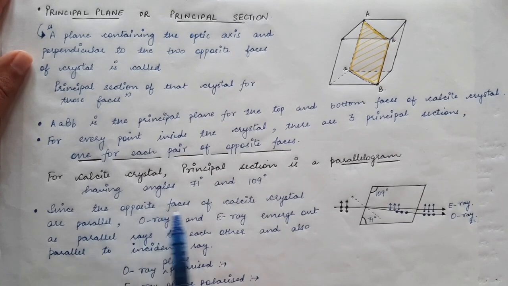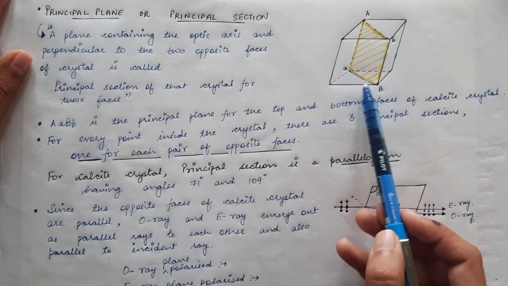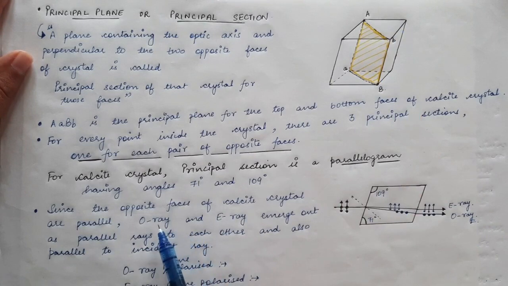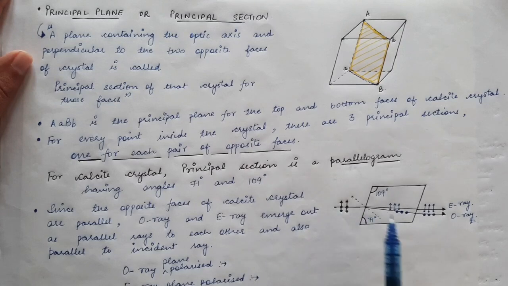Since the opposite faces of the calcite crystal are parallel to each other, the O ray and E ray emerge out as parallel rays to each other and also parallel to the incident ray. So they will be parallel to each other as well as parallel to the incident ray.